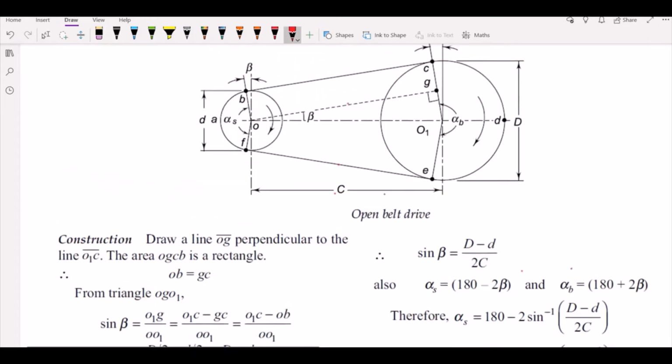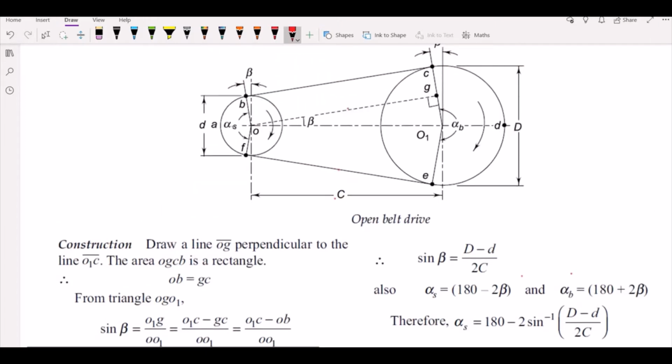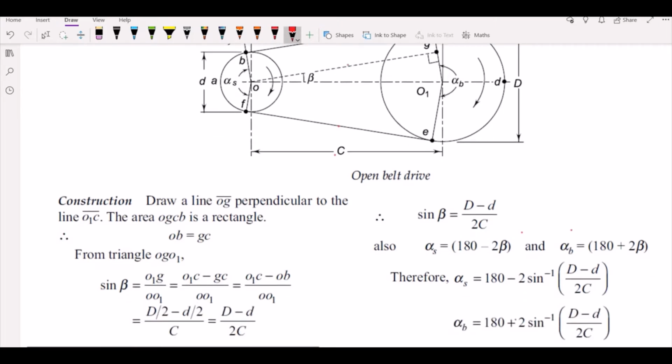Okay, once this is known, what is alpha S and alpha B? Alpha S is nothing but this complete angle 180 minus this beta angle, that gives me alpha S. And similarly alpha B is nothing but this complete 180 plus this beta angle, that gives me 180 plus 2 beta. Once both are known, I can calculate the value of alpha S by substituting the beta, that is sine inverse of D minus d by 2C. Then I can get the alpha S and alpha B.